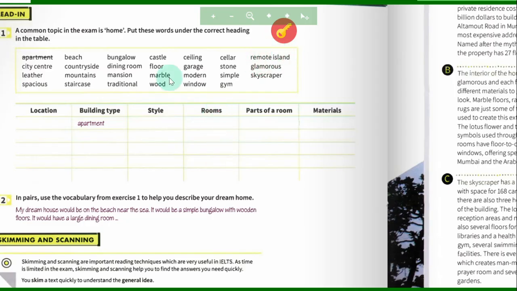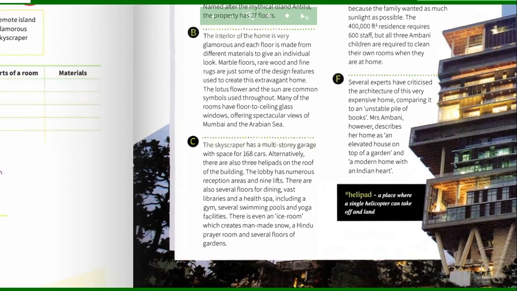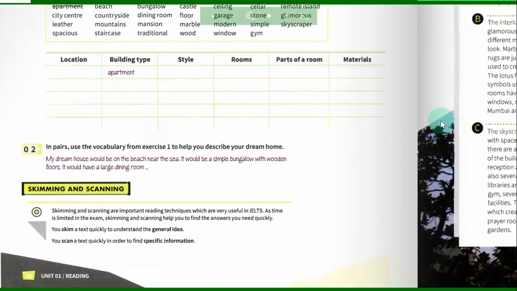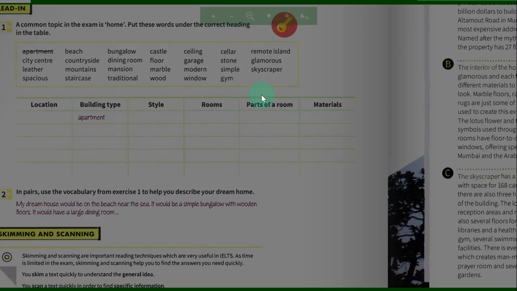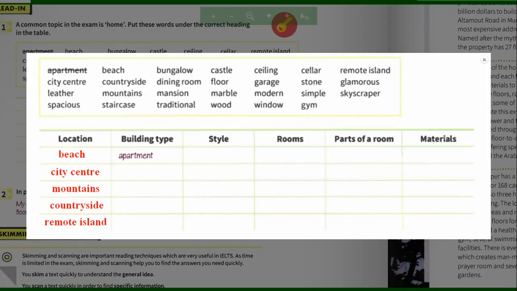And remote island, it's a location. Then we've got glamorous or lightful. There are many lights, like the building here of Ambani, it's very lightful. Or glamorous. Glamorous, of course, it's a style. Skyscraper, it's a building type. So we check the answers together here, as you can see.